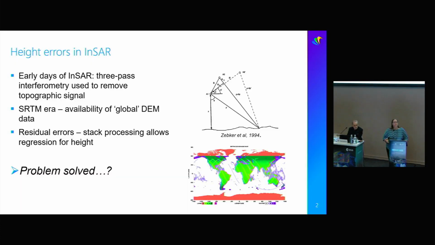So I'm just about old enough to remember before the glory days of the SRTM era, when people were having to do 3-pass InSAR because we didn't have elevation models. So I think I started InSAR the same year that SRTM was released, which ages me somewhat these days. But these days we have lots of global DEMs, we have SRTM, we have GLO30, we have lots of other good information on this. And if we have height errors, we can do stack processing, regression for height, problem solved, right?